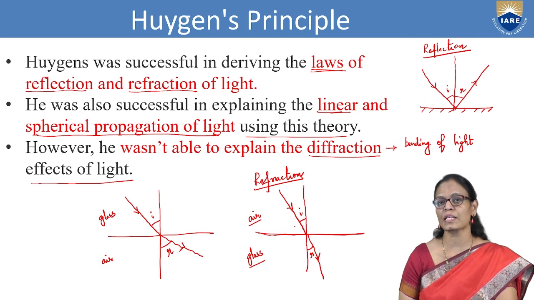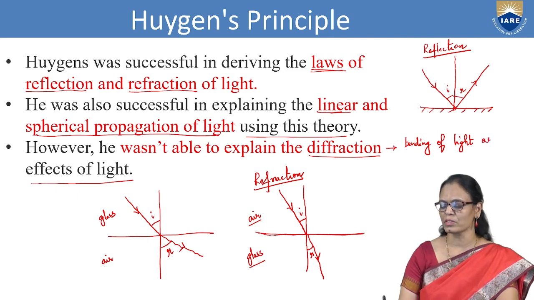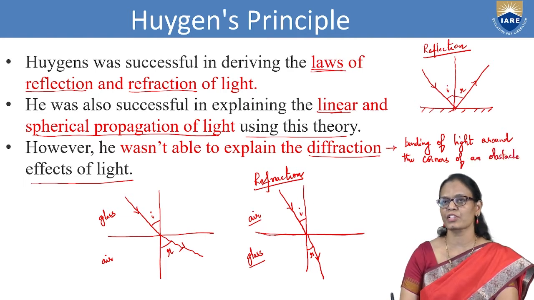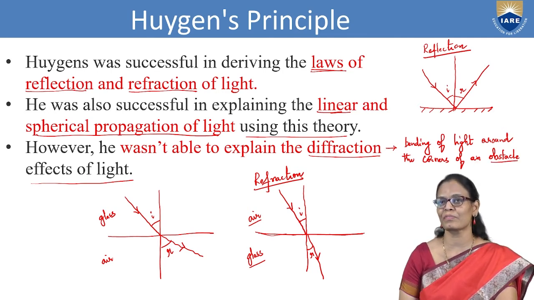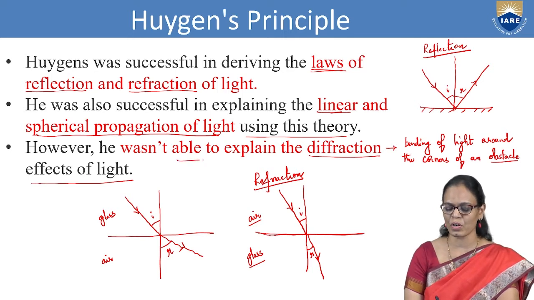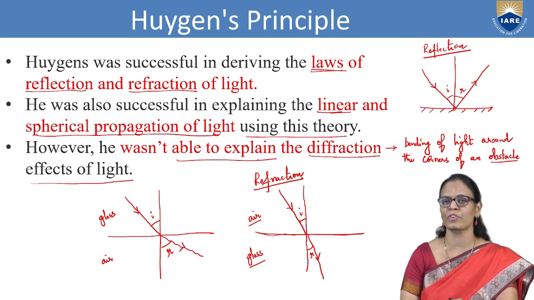In refraction, we have seen bending of light at the surface of separation. But here we are talking about the bending of light around the corners of an obstacle. And also here in diffraction, we see that the size of the obstacles should be very small, that is comparable with the wavelength of light. So he was not able to explain this particular phenomenon or property of light, that is diffraction, with the help of his theory.